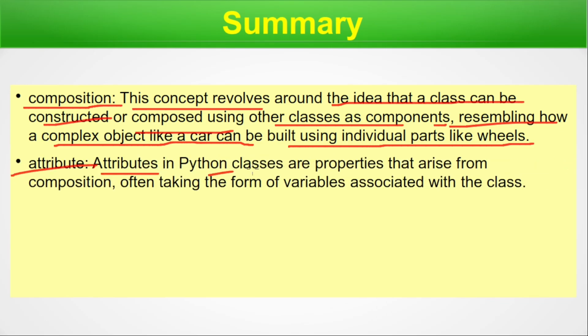Attribute. Attributes in Python classes are properties that arise from the composition, often taking the form of variables associated with the class. And in the real world, the attributes of a person or a student may be hair color, eye color or skin color, things like that. In a similar way, attributes in Python objects are nothing but variables containing different values or different properties, which are also known as attributes.